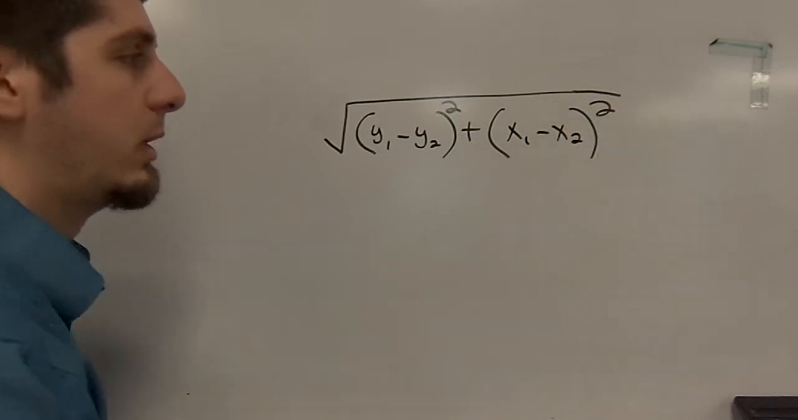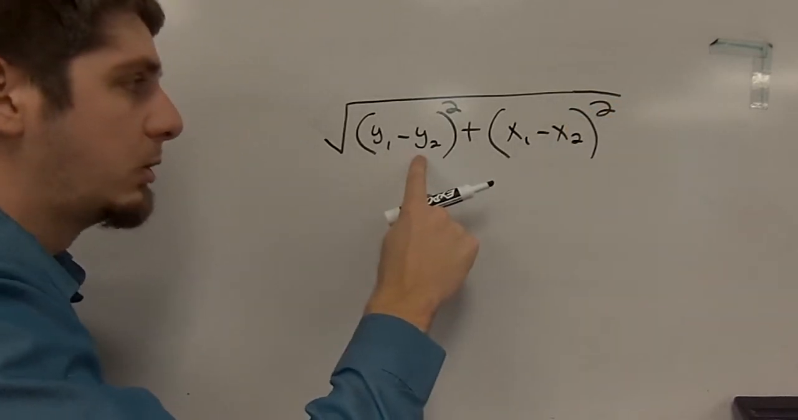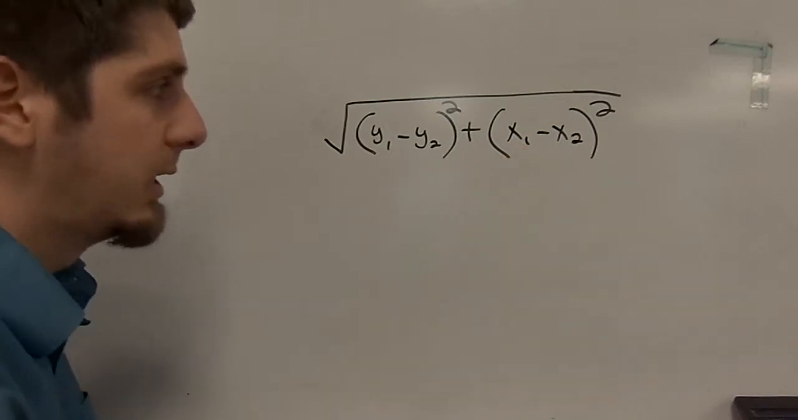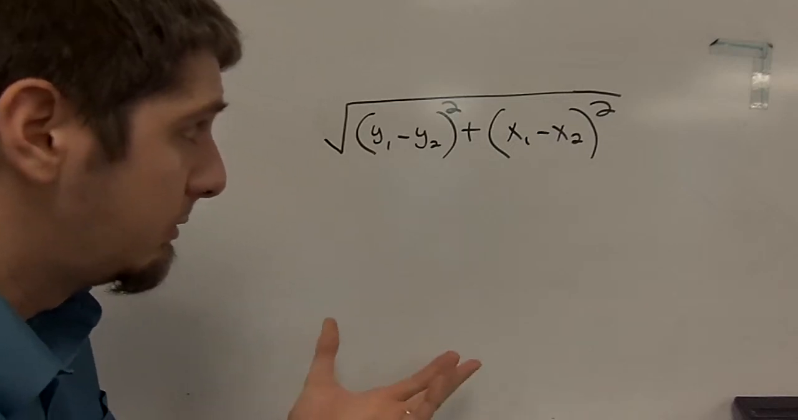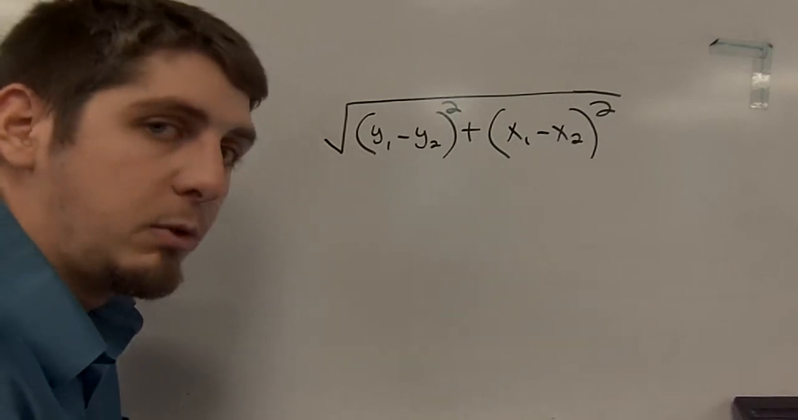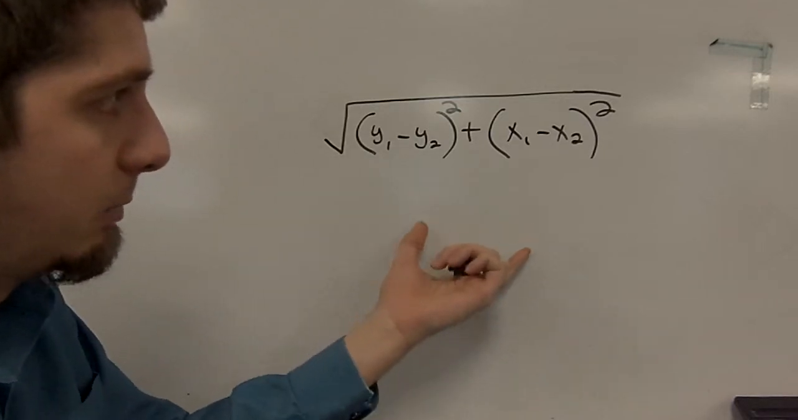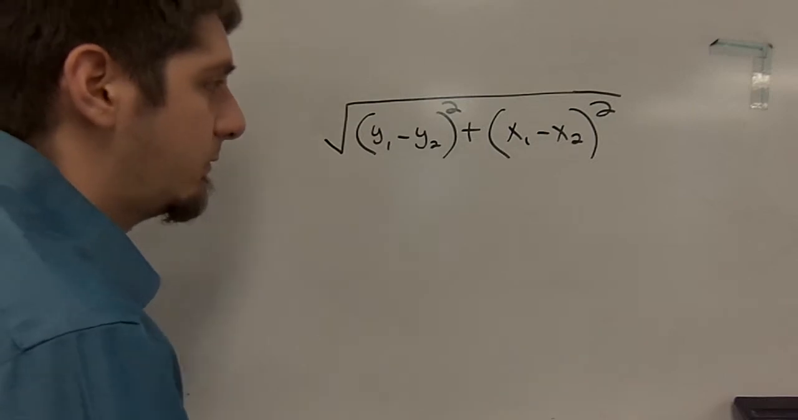Now, if you've done Chapter 7 on slope, you should recognize the y1 minus y2 and the x1 minus x2. So the distance formula takes in a couple of pieces. It's got some pieces from Chapter 7, but it also has a lot of Pythagorean theorem in it as well. And we'll tie all that in in a different video.